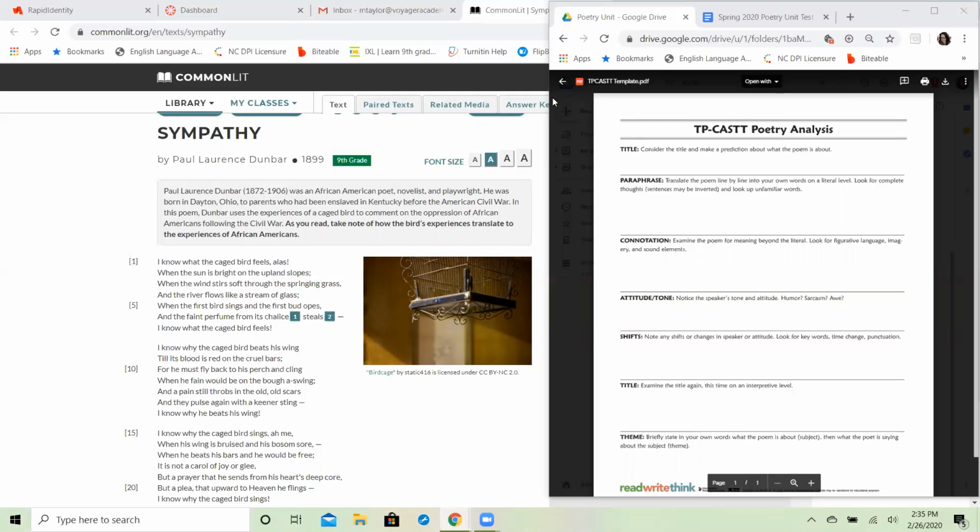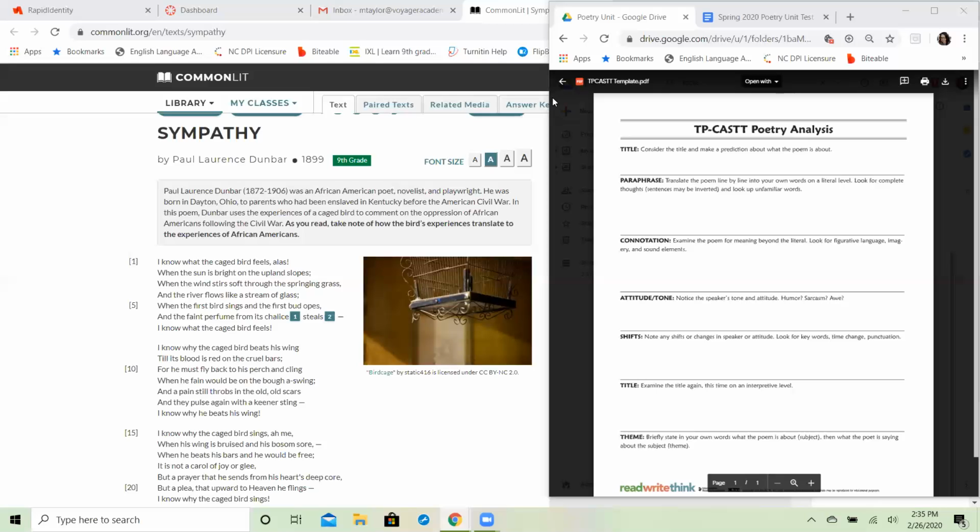For example, line 1 refers to a caged bird. As we can tell from the introduction, the caged bird is not the literal interpretation Paul Laurence Dunbar wants audiences to have. He wants the audience to consider instead the oppression of African Americans following the Civil War. The third step of the TP-CASTT template is connotation, examining the poem for meaning beyond the literal.